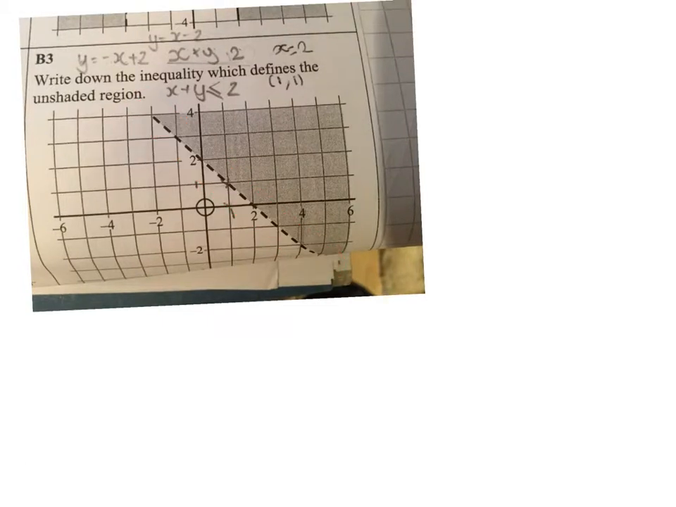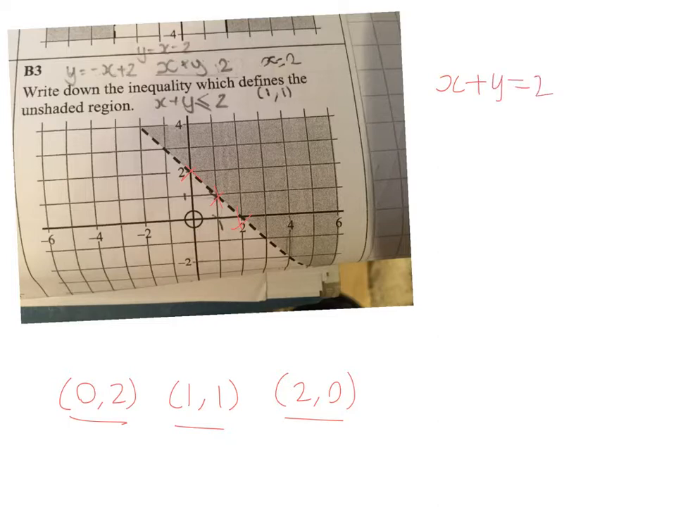Well, I know it's x plus y equals 2 if I take some of the coordinates. So if I literally just go, okay, hold on, let me get my pen. So this coordinate here is 0, 2. This one here is 1, 1. This one here is 2, 0. And I could carry on and I can see immediately that these add up to make 2. So the graph is going to be the line x plus y equals 2.